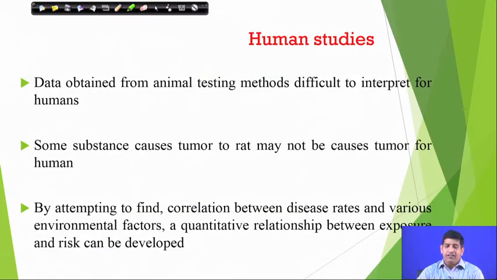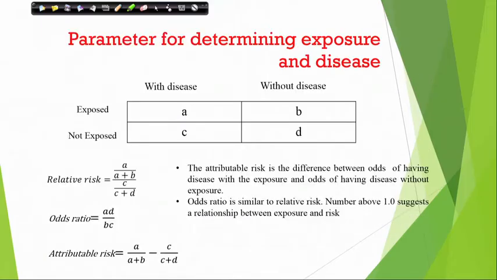Then on human studies, data obtained from animal studies is difficult to interpret for humans. Some substance may cause tumors in rats but may not cause them in humans. So, by attempting to find a correlation between disease rate and environmental factors, a quantitative relationship between exposure and risk can be developed. We try to build a model, some extrapolation, a statistical model, to come up with that.